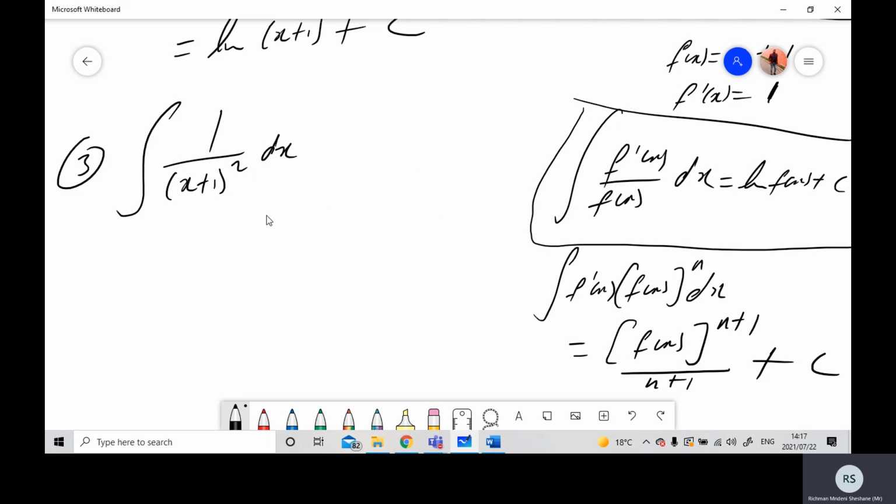In this case, I have a fraction, but my function in the denominator is to the power of 2, not to the power of 1. So I'll take it to the numerator and apply the first standard integral, because I can only use the logarithm integral if I have f prime over f of x with f of x to the power of 1. Since it's to the power of 2, we take it to the numerator: the integral of (x plus 1) to the power of minus 2 dx.